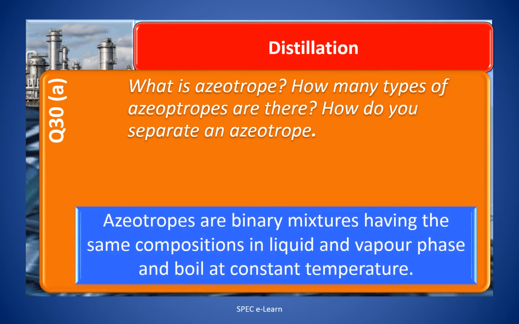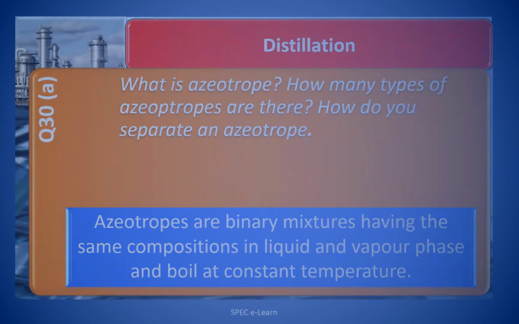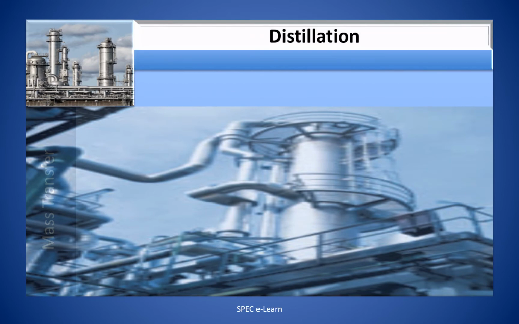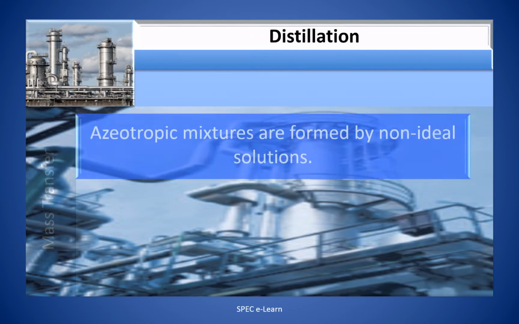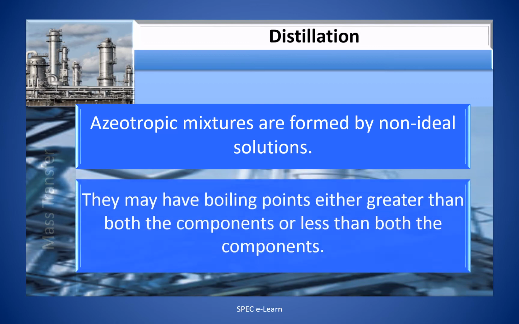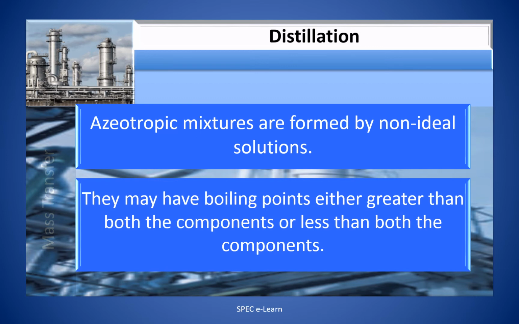Your time is up. The answer. Azeotropes are binary mixtures having the same composition in liquid and vapor phase and boil at constant temperature. Azeotropic mixtures are formed by non-ideal solutions. They may have boiling points either greater than both the components or less than both the components.